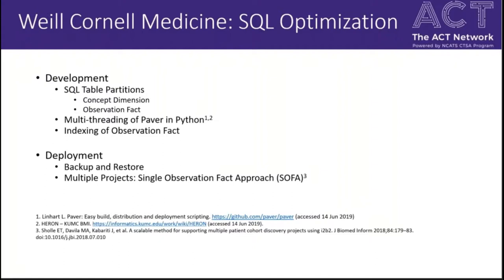In terms of the actual deployment, we do a backup and restore. We do lose the queries from the QT query master, but Mitch had a fantastic idea of using synonyms, which we may start implementing in the near future. We also have our own approach that we use at Weill Cornell for a single observation fact with multiple projects. We're using the same sort of thing here. We're just pulling from that main table of observation fact and transferring to the ACT project as well. That's our approach for ETLs for ACT.